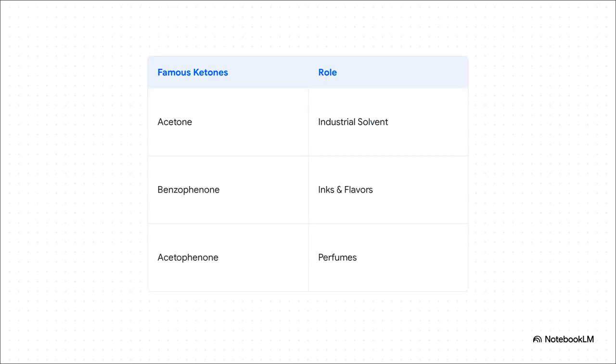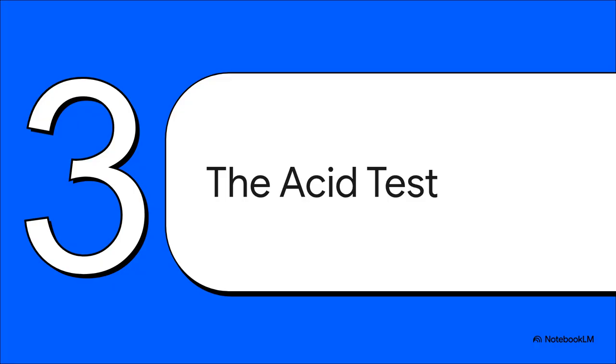And ketones? They're just as important. Acetone is probably the most famous one. We all know it as nail polish remover, right? It's a fantastic solvent. And then you have others like acetophenone, which provides those sweet floral notes in perfumes. So it's amazing, isn't it? Just that simple change, end of the chain versus the middle of the chain, gives these two families completely different jobs in our world. All right, but what happens if we tweak that carbonyl group just a little bit more?